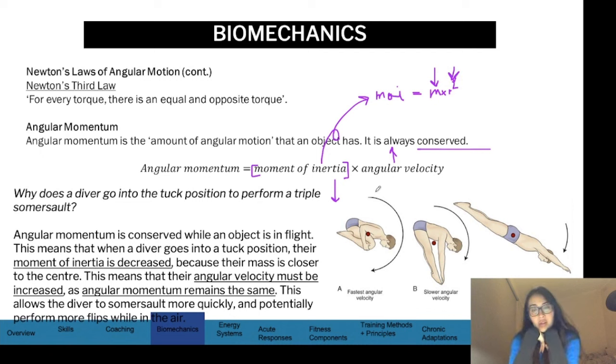By the same token, if you wanted to decrease your angular velocity, what you could do is stretch out your arms wide and stretch out your body wide and increase your radius, because increasing your radius, or even gaining weight, like putting on an ankle weight or something, will increase your moment of inertia and decrease your angular velocity, so you won't get as many spins in. Okay? So hopefully that makes a bit of sense.